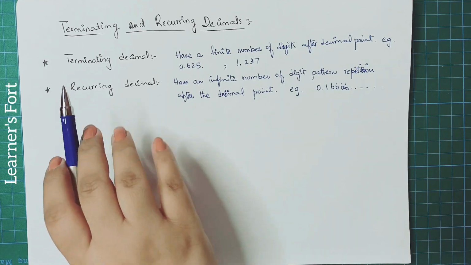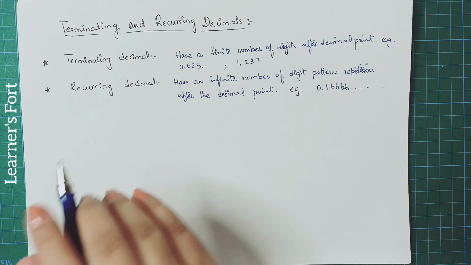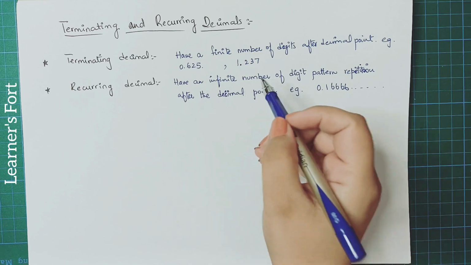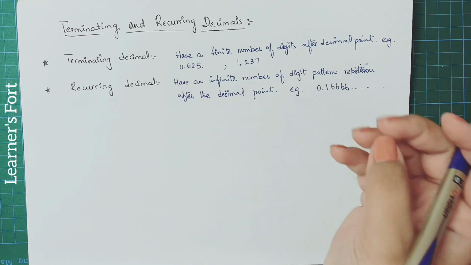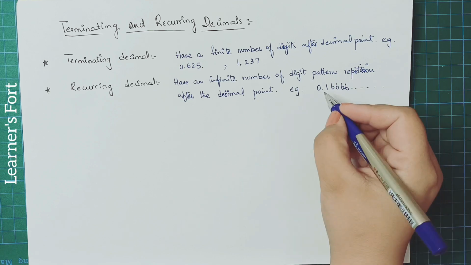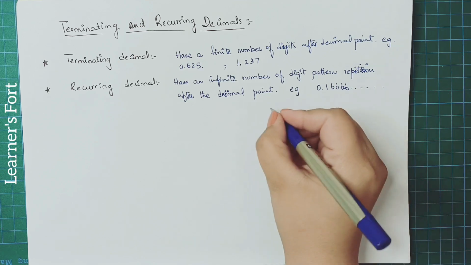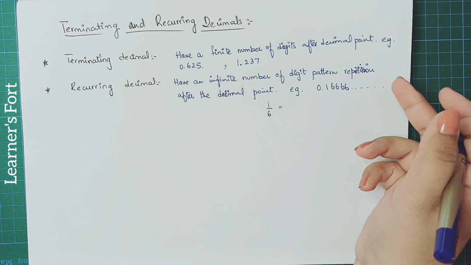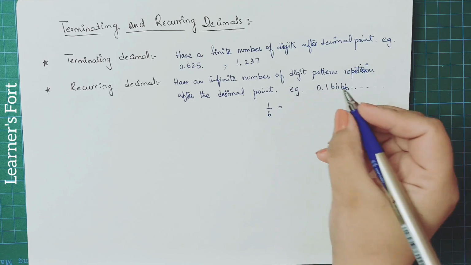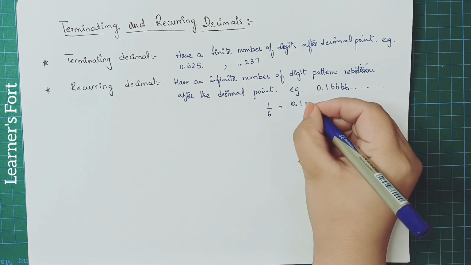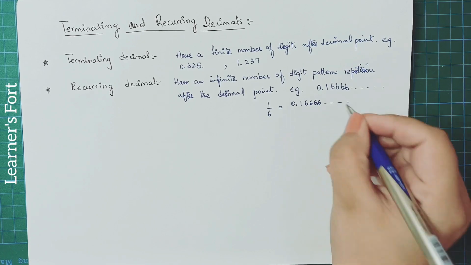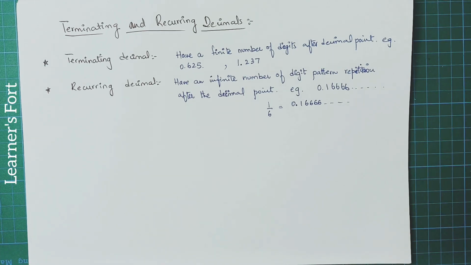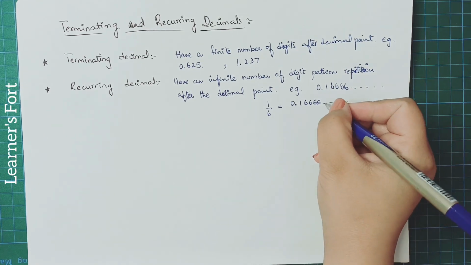Next, what is a recurring decimal? Recurring means repetition. Something repeats itself. They have an infinite number of digit pattern repetitions after the decimal point. It means that 0.16666, so let's suppose we have 1 upon 6, and when we express it as a decimal, we have 0.16666, and this digit 6 repeats itself again and again and again, so there's no stopping over it. This is known as a recurring decimal.